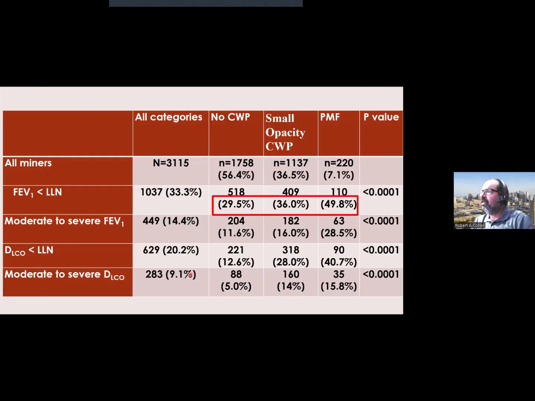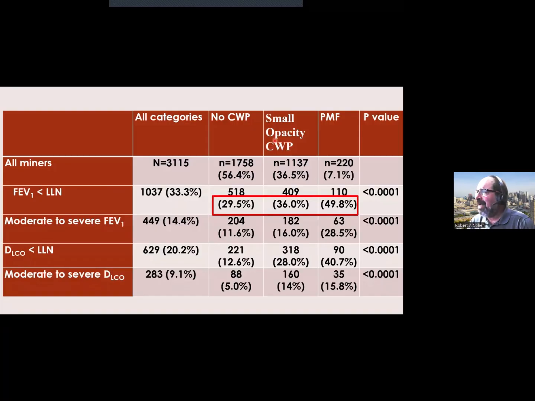So let's just take a look at this. This is looking at profusion category of coal miners and then what their spirometry and diffusion capacity showed. So first is category of no coal workers pneumoconiosis. So they had X-rays that were normal.